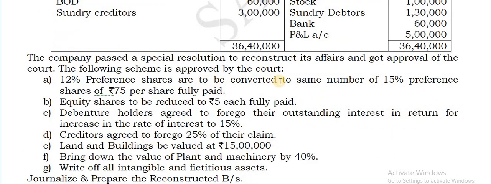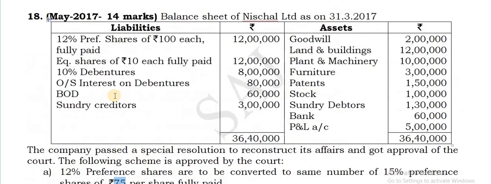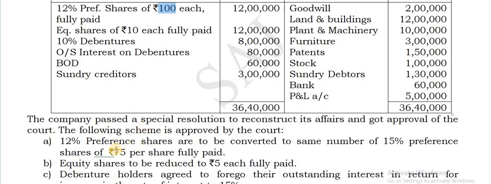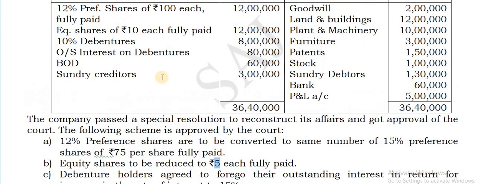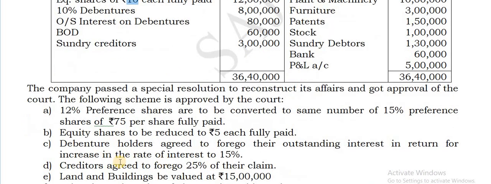12% preference shares are to be converted to the same number of 15% preference shares of rupees 75 each. So 25 is foregone there. 100 rupees is converted to 75. So 25 rupees foregone will be credited to the capital reduction account. Equity shares to be reduced to rupees 5 each. So 10 rupees share value reduced to 5. The remaining 5 rupees foregone will be taken to the capital reduction account.